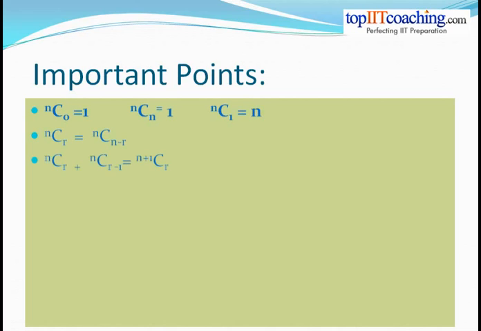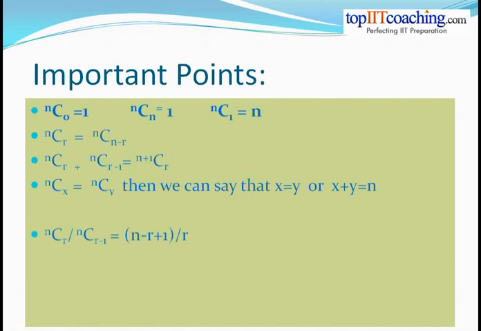The third point is nCr + nCr-1 = n+1Cr, and if nCx is equal to nCy, then we can say that x is equal to y or x plus y is equal to n. Why does it happen? When we see this second condition, nCr is equal to nCn-r, from here we can conclude that either x is equal to y or x plus y is equal to n.